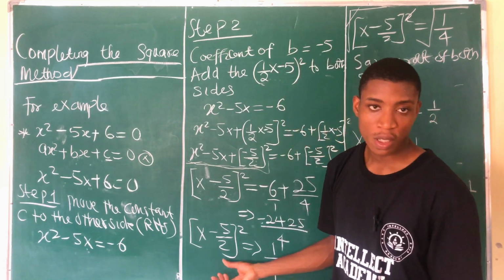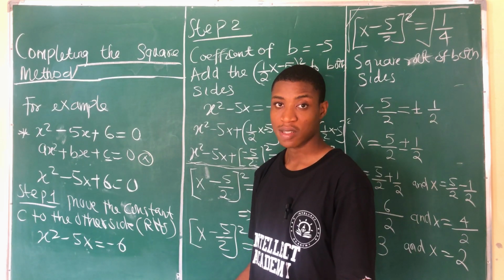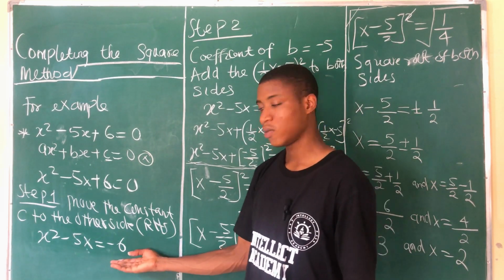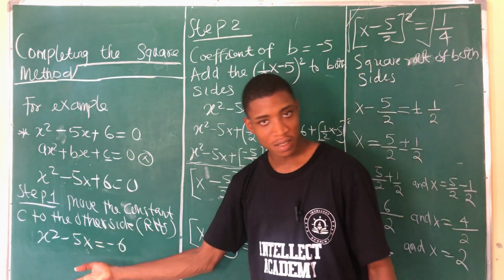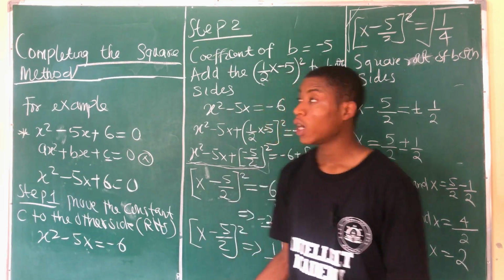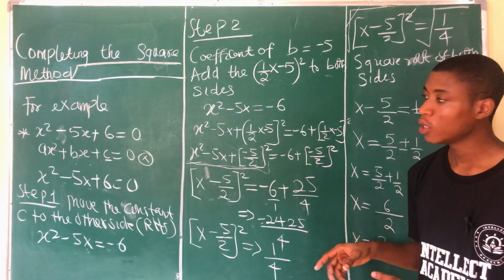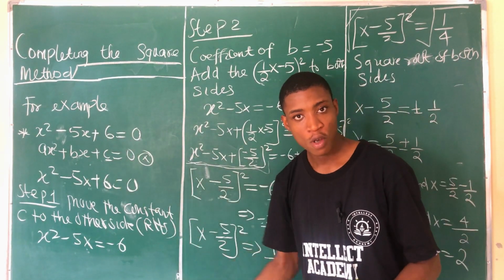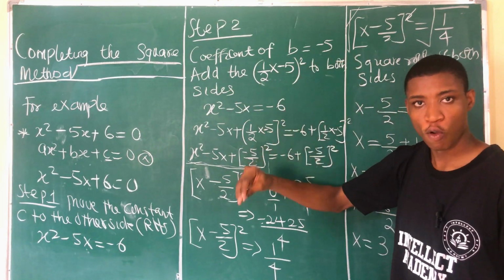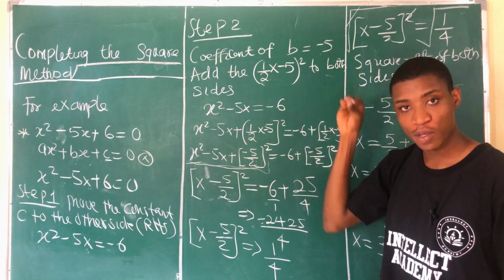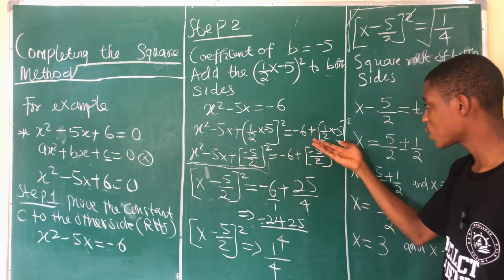And the concept, our first step was what? Move the constant c to the other side. In this case, we move this 6 to the other side of the equation, it became negative 6. And step 2 was what? Identify the coefficient of b. In this case, our coefficient of b, considering the equation, was negative 5. So what did we do? We add the square of the half of the coefficient of b, which is negative 5, to both sides of the equation. So this is what we did, and we have an expression like this.